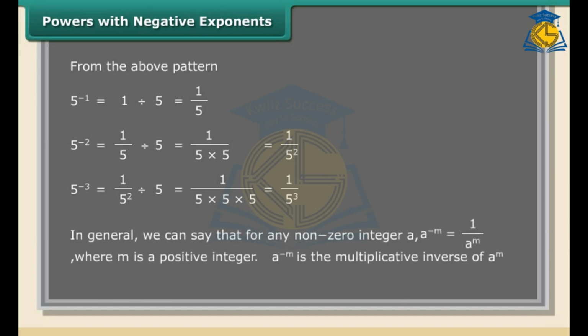In general, we can say that for any non-zero integer a, a^-m = 1 upon a^m, where m is a positive integer. a^-m is the multiplicative inverse of a^m.